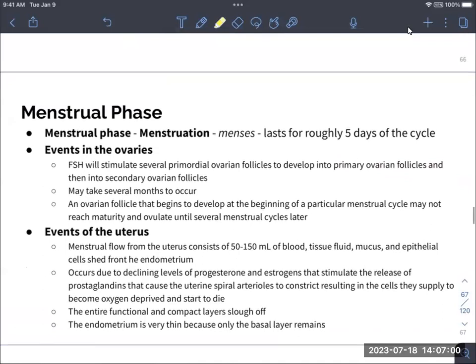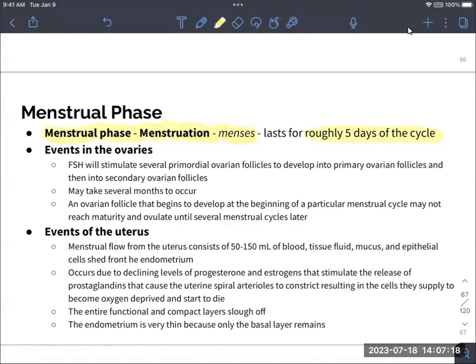So let's go through each of these. Menstrual phase, also known as menstruation or menses. It's about 5 days of this cycle on a 28-day cycle.